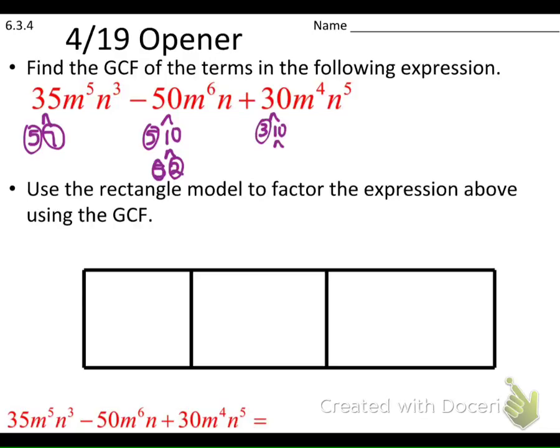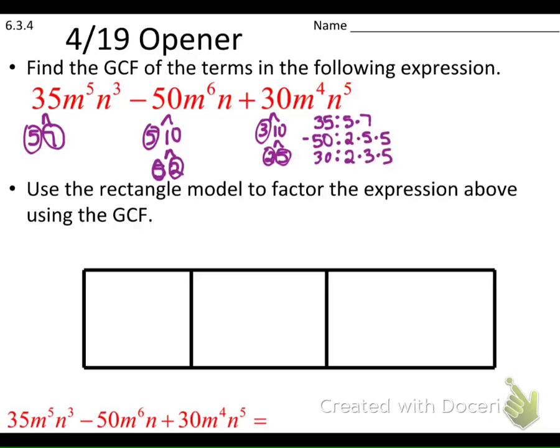All right, two numbers that multiply to get 10. 2 and 5. All right, over here, I'm going to go ahead and write these out. So I have 35 is 5 times 7. Remember, your numbers have to go from smallest to greatest. So I have 2 times 5 times 5 for 50. And then for 30, I have 2 times 3 times 5.